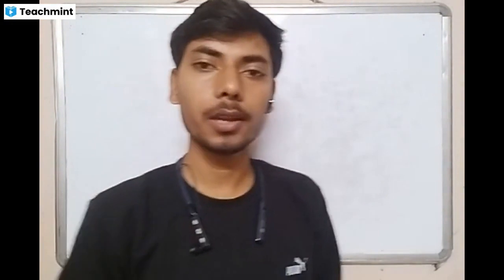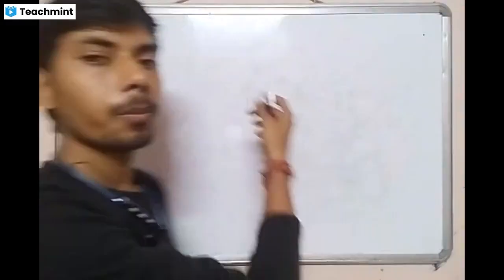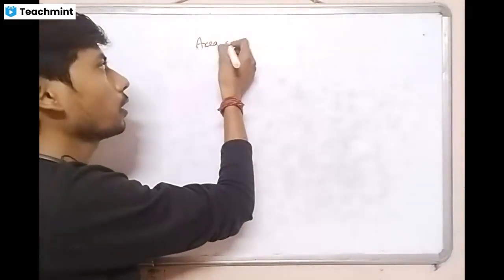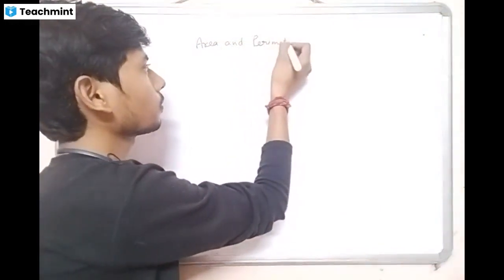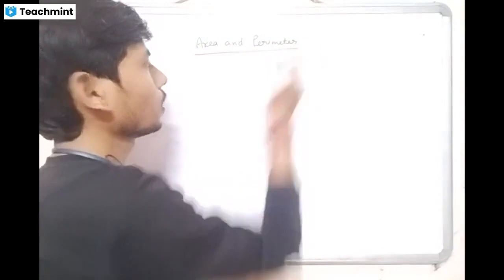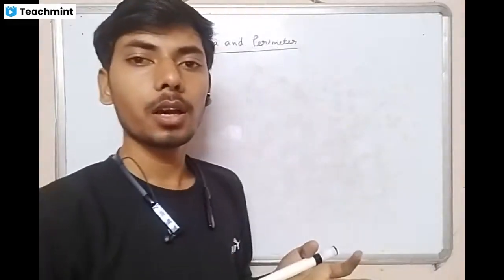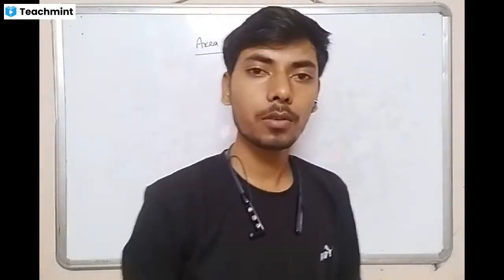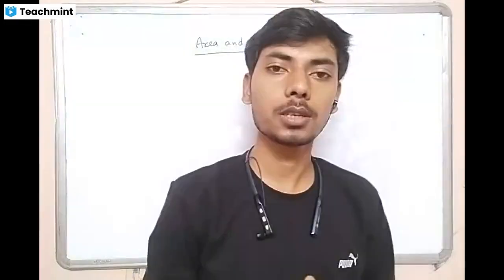Hello students, if you are a student of Sainik School, NVS, RIMC, RMS, then the area and perimeter chapter is very important for your entrance exam. In this chapter, you only have to study the area and perimeter of a square, the area and perimeter of a rectangle, and the area and perimeter of a right angle triangle.